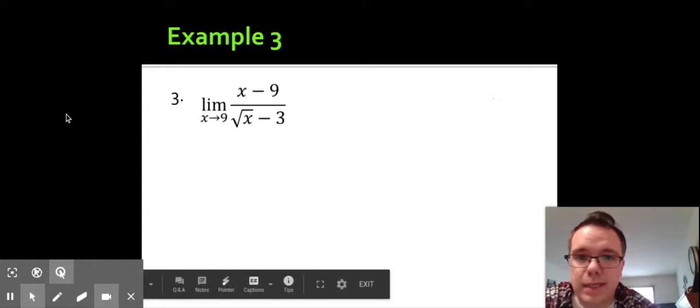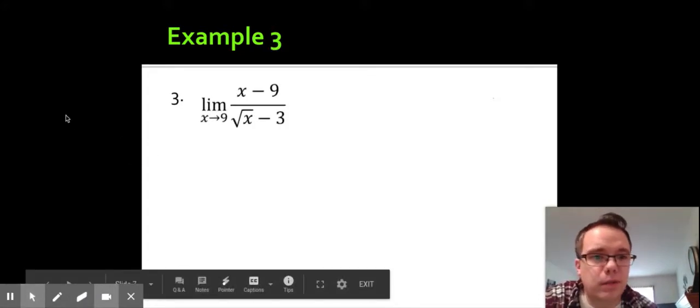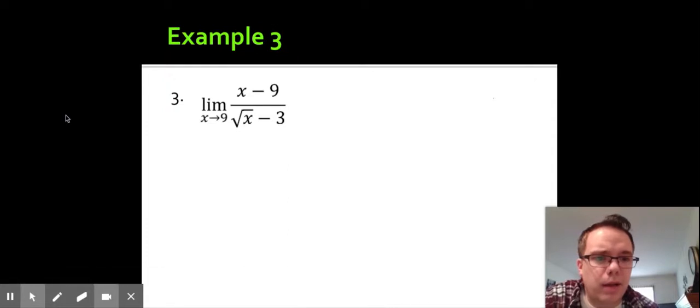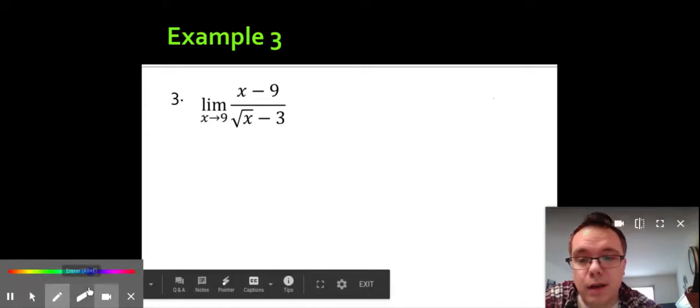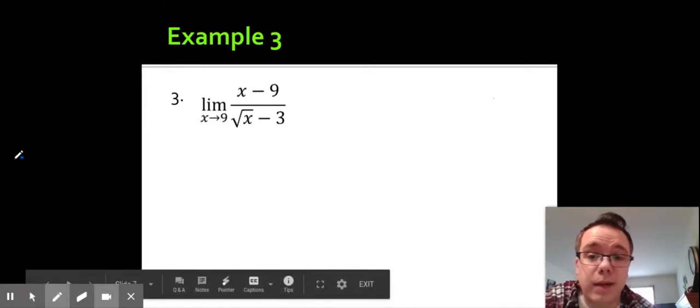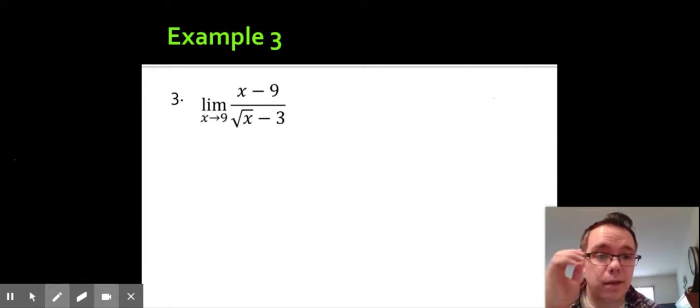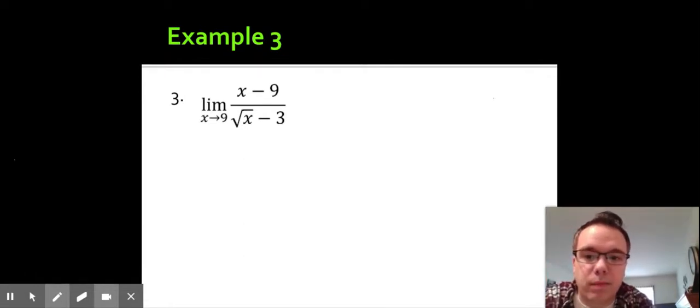All right, I have one last example for you, and I just wanted to do one example where the radical's in the denominator. So if we look at the limit as x approaches 9 of x minus 9 over the square root of x minus 3, again, check out our number on the bottom. We're going to plug in 9. If I take the square root of 9, I get 3, and 3 minus 3 is 0.